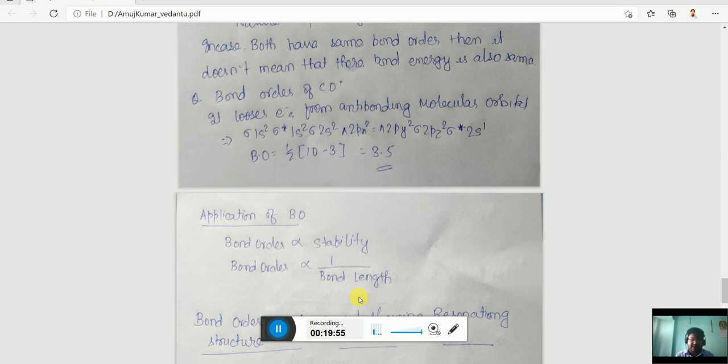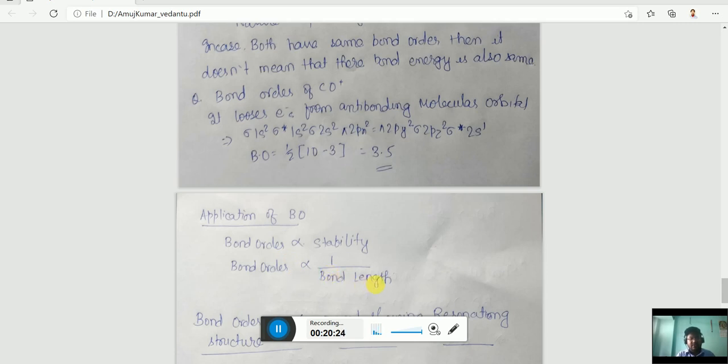You will simply calculate the bond order of a particular CO, CO plus and CO3 2 minus. For CO3 2 minus I will discuss very important tricks very soon, so please wait for that. Till then I will discuss the application of bond order. Bond order is directly proportional to stability and inversely proportional to bond length.